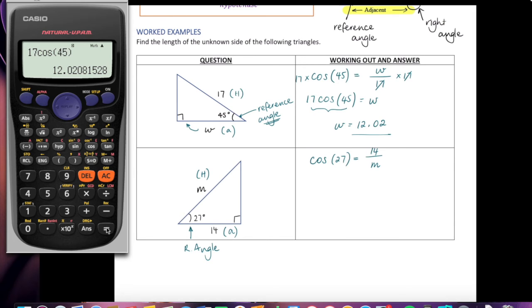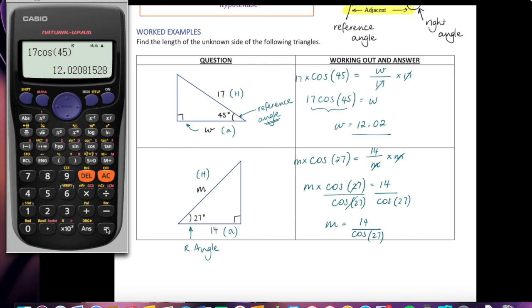So notice that our denominator for our ratio is actually a variable, represented by a letter, so we need to rewrite this equation so that the whole thing is equal to m. So first I'm going to start by multiplying both sides by m. So then I've got m times cos 27 degrees equals 14. So now dividing both sides by cos of 27 degrees, I'm going to get m is equal to 14 divided by cos of 27 degrees.